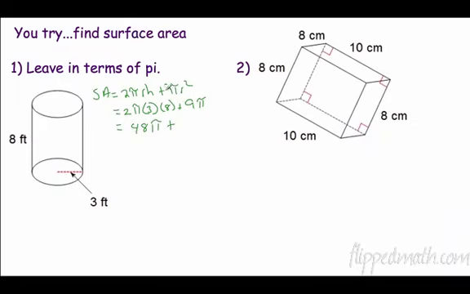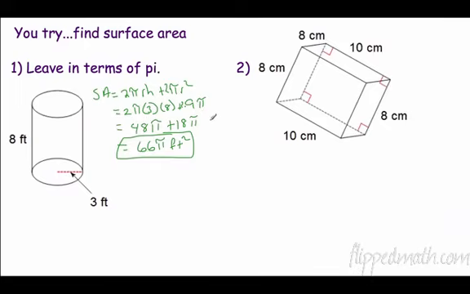Oh, I forgot this. Times 2. Yeah. So 18 pi. All right. And 48 plus 18 is going to give us 66 pi feet squared. That would be the exact answer. If we wanted to approximate it, we plug it into our calculator and round it. All right, now this one's tricky.